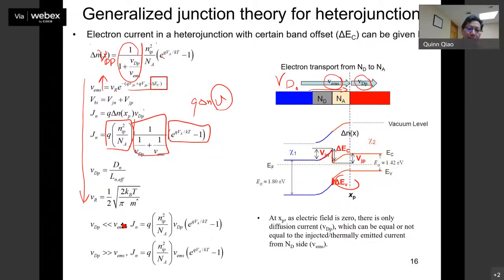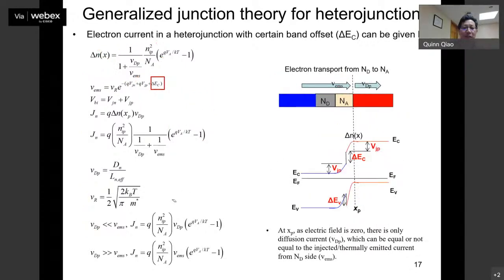Then with that, if VDP is much smaller than this one, then VDP is dominant, right? Small one, this one big. If VDP is bigger than that, then the other is dominant. That's why the smaller one dominates, okay? So that depends on whether this delta EC or delta EV affects the emission. VDP will not change, but if the emission changes, then that determines what the junction looks like.